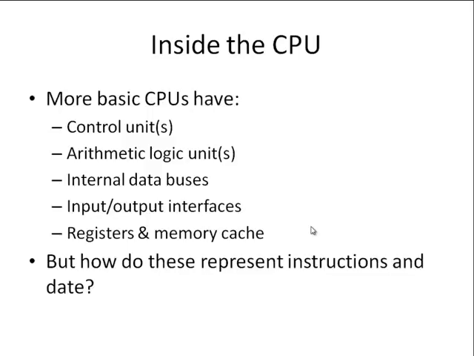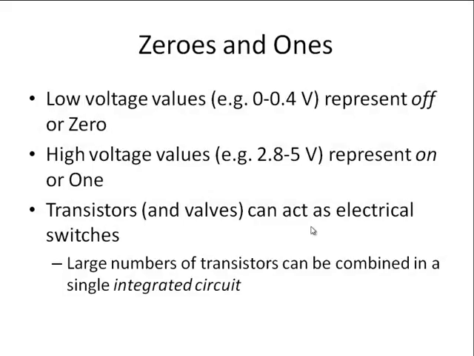We're going to come back, as I've said, later in the course to look in more detail inside the CPU, but for now we want to consider how CPUs represent instructions and data. Well, fundamentally we're using zeros and ones. Typically a low voltage value, for example 0 volts to 0.4 volts, is going to be used to represent off or 0, and a high voltage value, for example somewhere in the range 2.8 to 5 volts, will represent on or 1. And we use transistors, and in the olden days valves, to act as electrical switches.